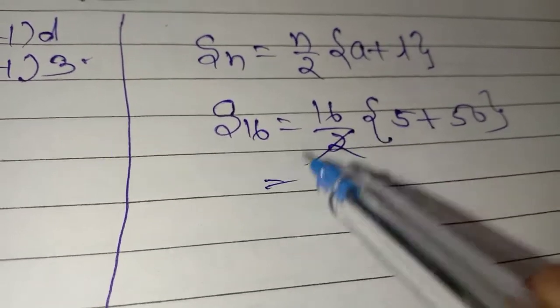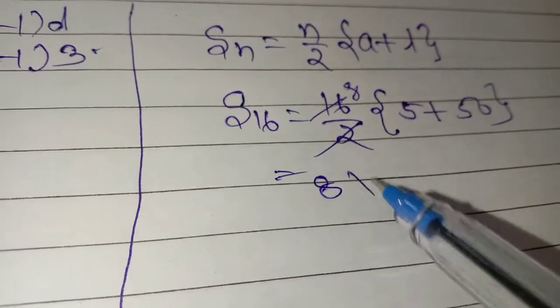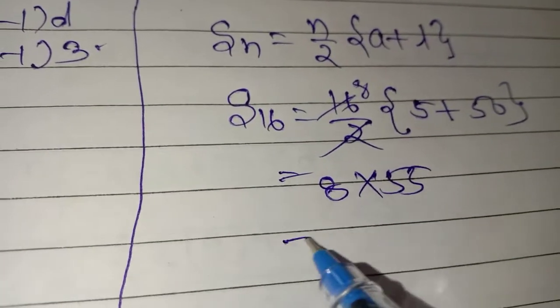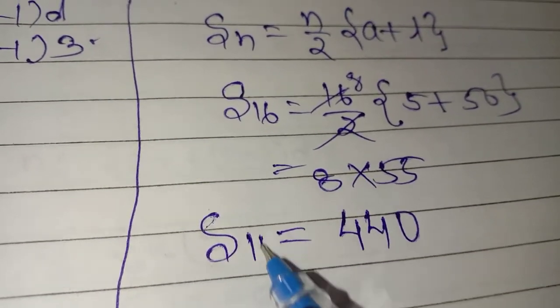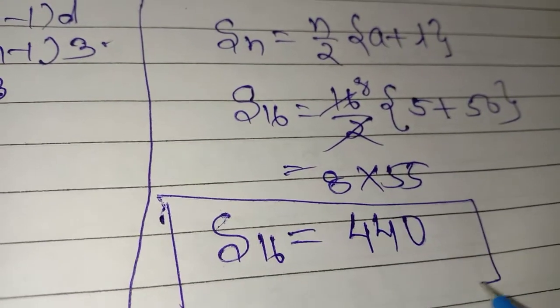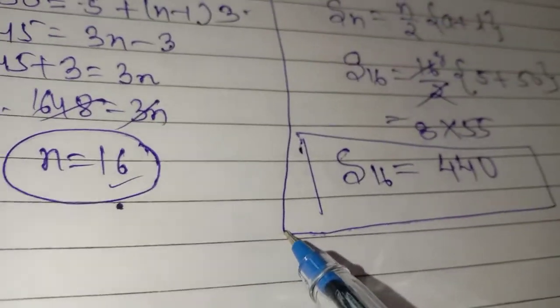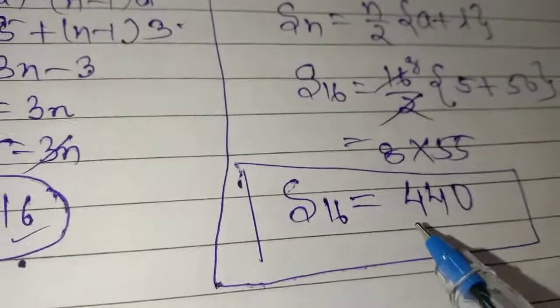So 2 8s are 16. 8 into 55, if you multiply, you will get 440. So this is S16. Clear? ये आपका आंसर आ गया. हमें दो आंसर फाइंड करना था, n और S16. क्लियर?